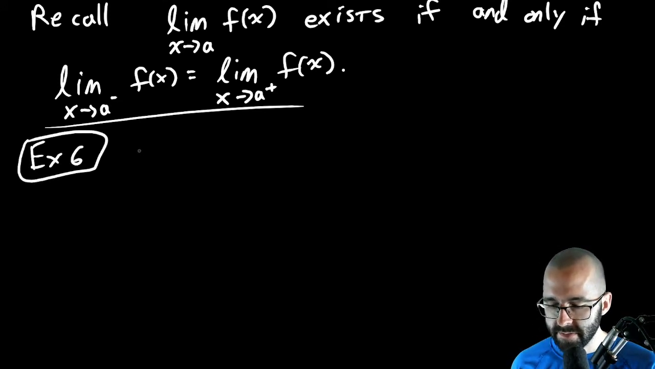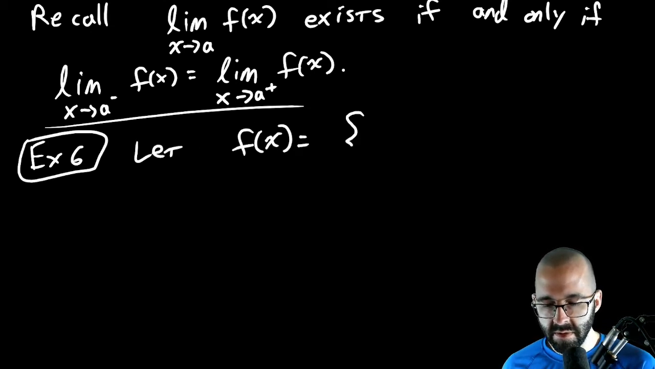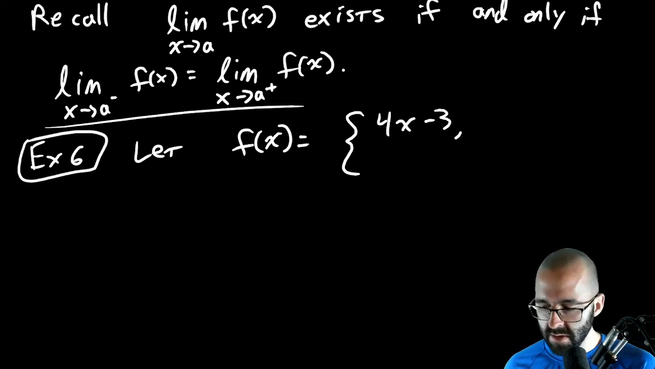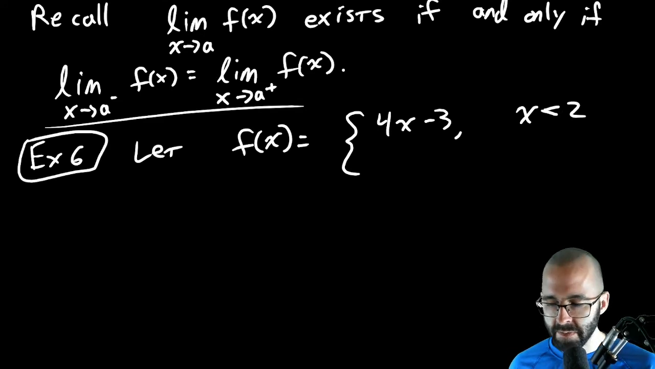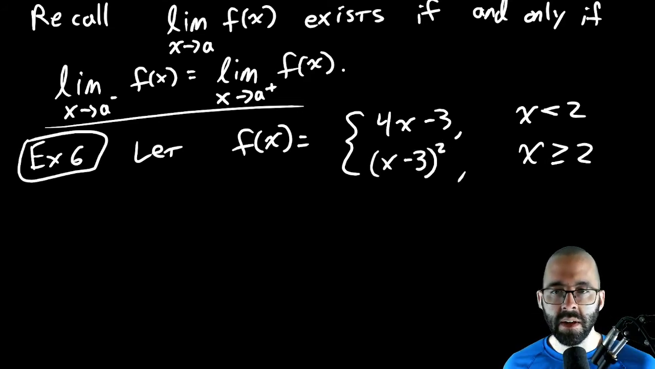Example 6. Let f of x be a piecewise function. Let's have it be the function 4x minus 3, and it's only 4x minus 3 when x is less than 2. And if x is at least 2, then this is the function (x minus 3) squared. A piecewise function says, depending on where you're at in your domain, depending on what your input is, I'm going to give you a different rule.